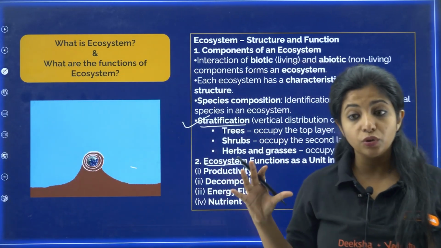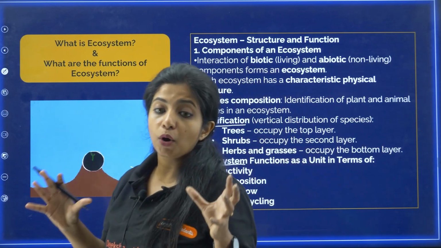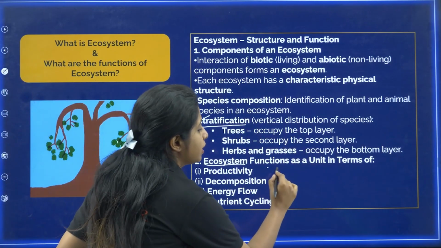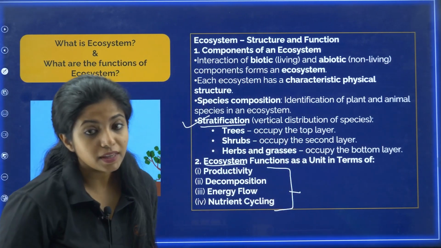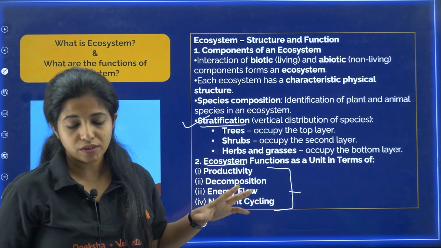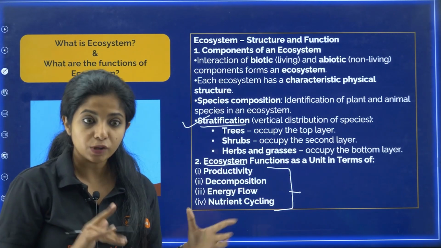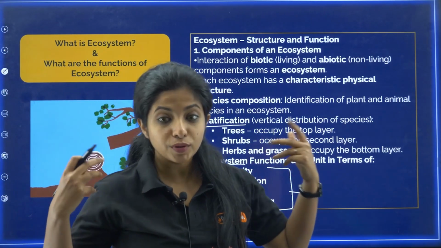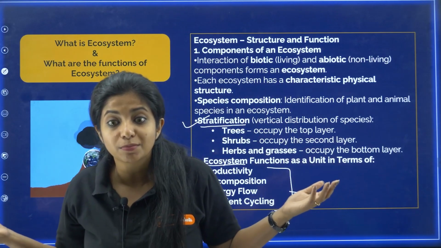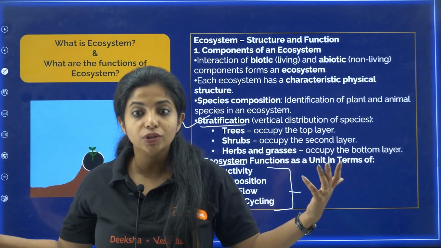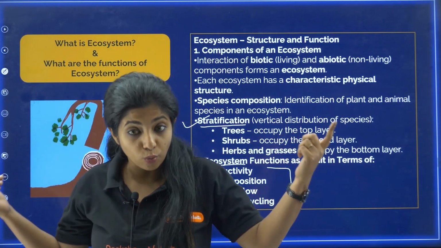Now, ecosystem has little functional units. It functions as a unit, my dear children, and it is very important for you to know these four things that we get from the ecosystem, and that are the functional unit of the ecosystem. One is productivity. Yes, ecosystem should be good in producing the organic matter, otherwise how would the organism sustain? We need carbohydrates to sustain, my dear children. So productivity is one major thing.